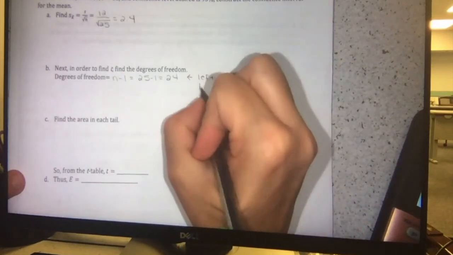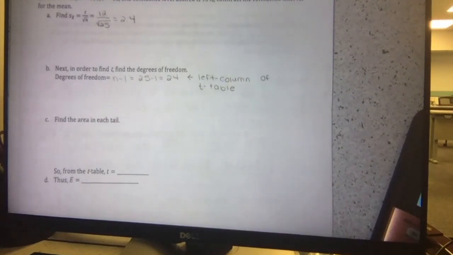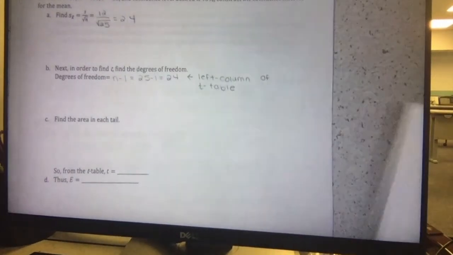Of our t table. Now, if you don't have a t table, if you forget a t table, or whatever your case may be, this is on Blackboard under test 4. That way, if you need to print another one or whatever.